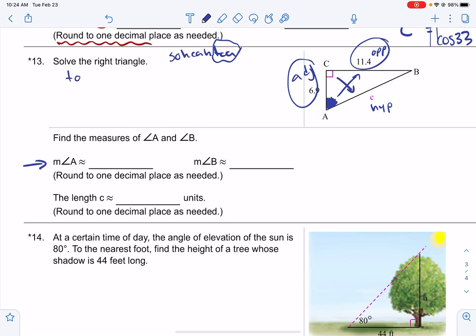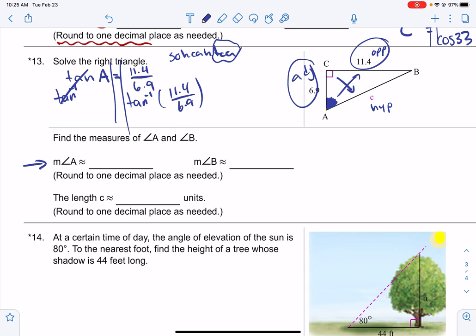So I write down tangent of my angle. I don't know what my angle is. That's what I'm looking for. So tangent of my angle A is equal to the opposite side, 11.4, divided by the adjacent side, 6.9. Now I need A by itself. So I railroad track. And to get rid of tangent, since I'm looking for an angle, I'm going to have to do the inverse tangent because that's what makes tangent go away and leaves A by itself. But if I do that to the left, I've got to inverse tangent the right side as well. So I get an inverse tangent that goes in front of that 11.4 divided by 6.9.